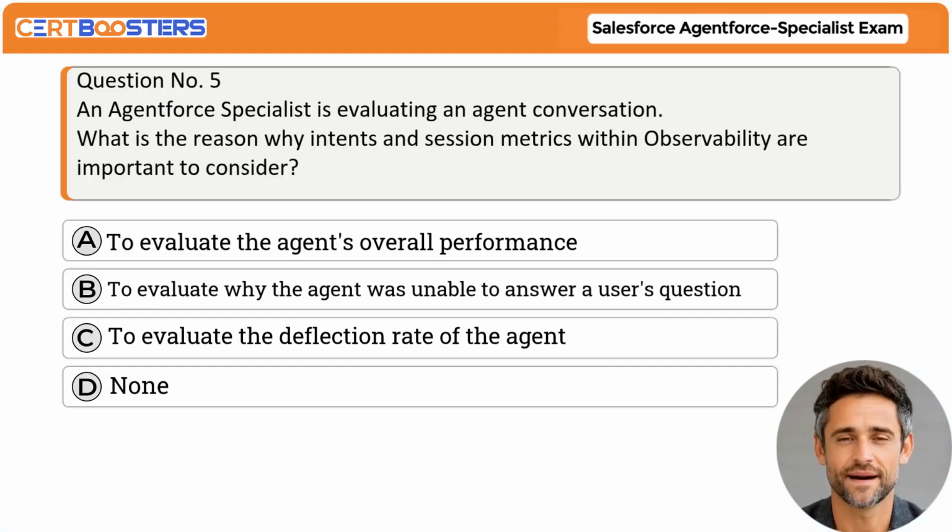Question number 5. An Agentforce Specialist is evaluating an agent conversation. What is the reason why intents and session metrics within observability are important to consider? A. To evaluate the agent's overall performance. B. To evaluate why the agent was unable to answer a user's question. C. To evaluate the deflection rate of the agent.